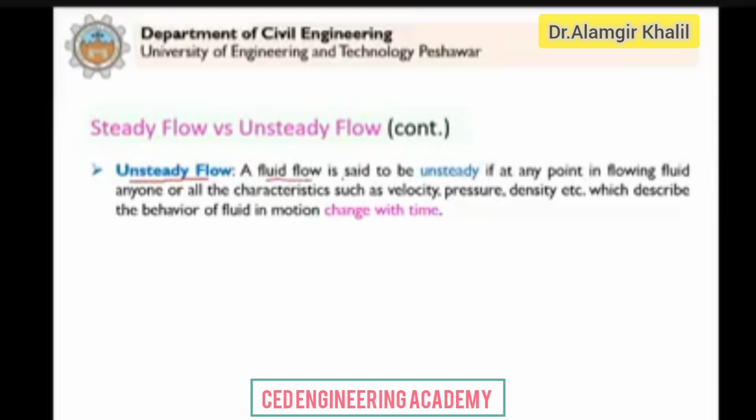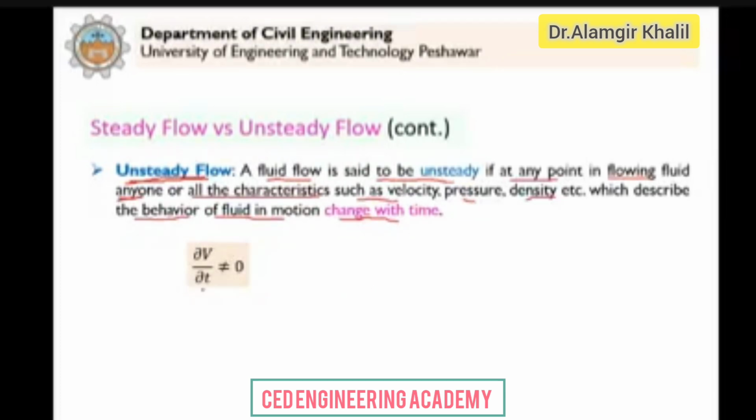So a flow is said to be unsteady if at any point in flowing fluid, any one or all the characteristics such as velocity, pressure, density, etc., which describe the behavior of fluid in motion change with time. So what it says is that if you take one section in a pipe flow, in a river, in any channel, and if all the characteristics or any one of the characteristics is changing with respect to time, then we will say that it is unsteady flow.